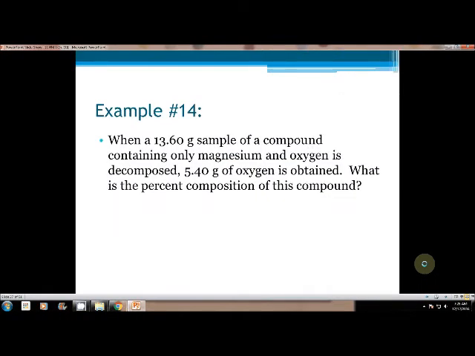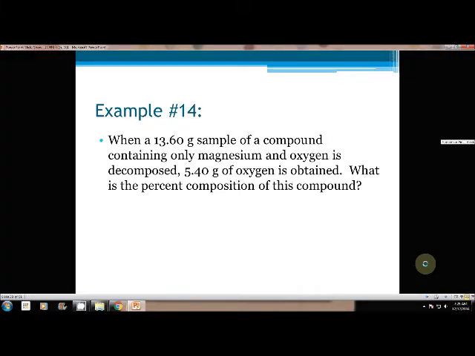So for example 14, when a 13.60 gram sample of the compound containing only magnesium and oxygen is decomposed, 5.4 grams of oxygen is obtained. What's the percent composition of this compound? Well, the first thing we need to know is how many are we solving for? Well, we have magnesium and we have oxygen, so those are our 2 elements.